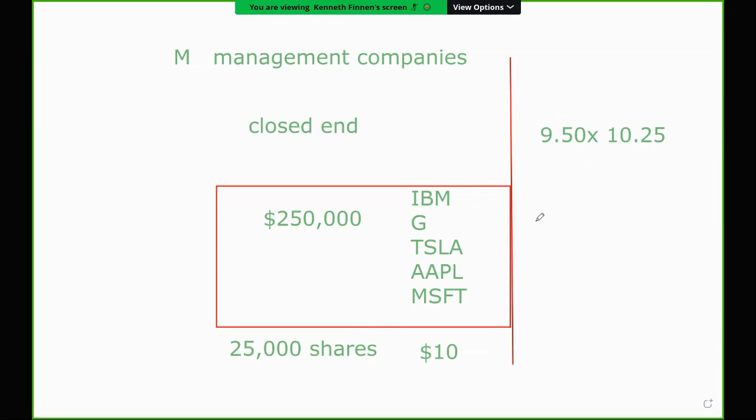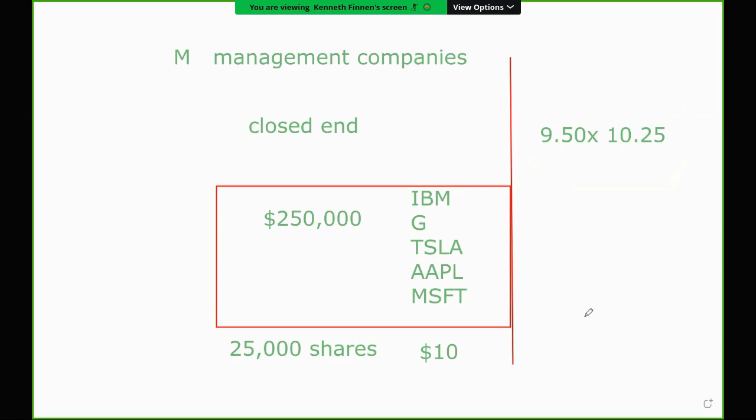9.50, yeah, I'm just making up numbers. That would be like $9.50 by 10.25. So if you wanted to sell it, you'd have to sell it at $9.50. If you want to buy it, you have to buy it at 10.25. We will get to that, the whole bid-ask stuff. I'm just saying that it trades in the market based on supply and demand. That may be the word you use too. It's based on supply and demand.